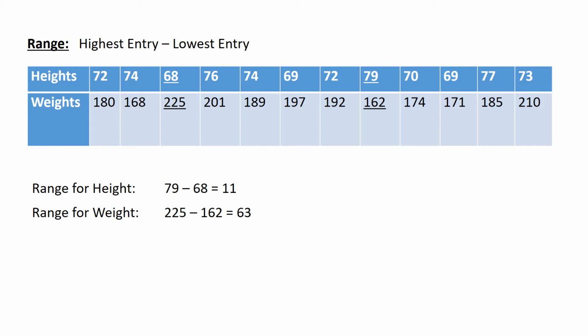My highest in the height is 79. I'm underlining that. My lowest is 68. 79 minus 68 is 11. So the range for the height is 11. Range for the weight, my highest is 225. My lowest is 162. 225 minus 162 is 63. So the range for the weight is 63.